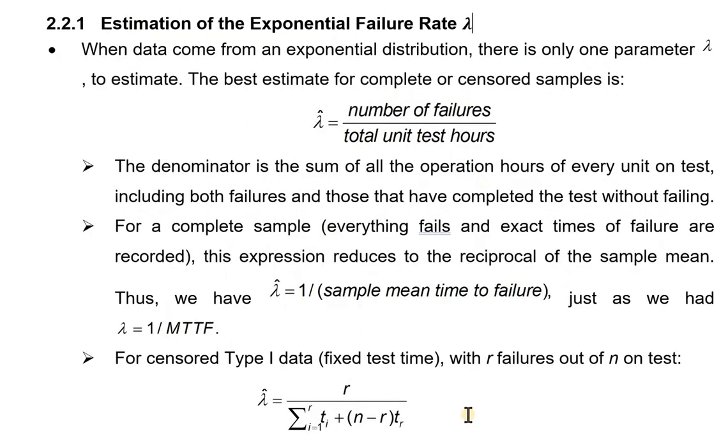Eventually, we get the final estimation of lambda for type 1 censoring data. It is defined as r, the number of observed or recorded data, which is the exact times that we know, divided by the summation of failure times, where this part is for the uncensored and this is for the censored. Okay, tr is ri as in the MLE just now.